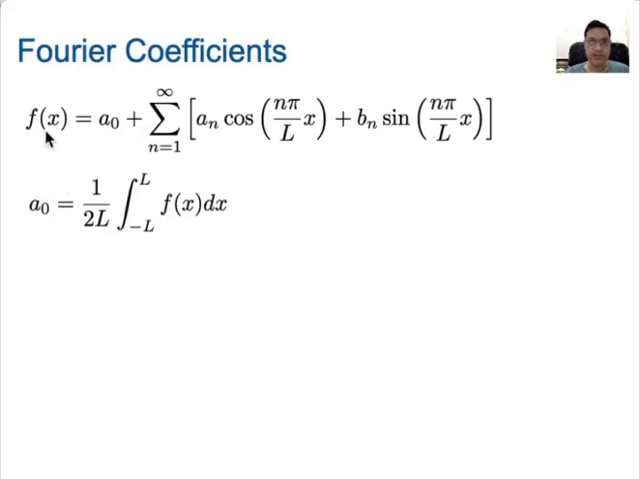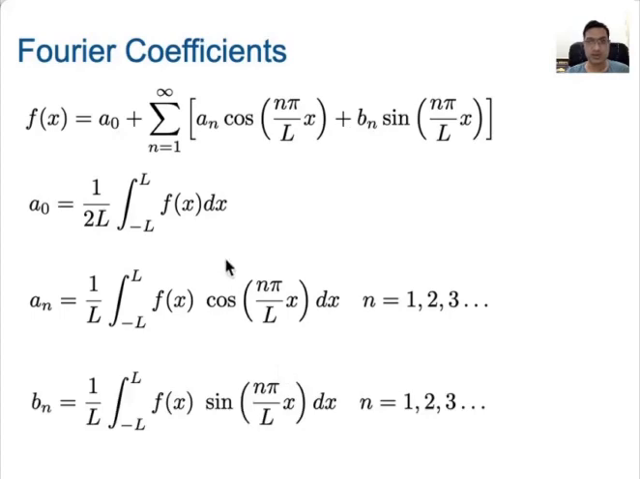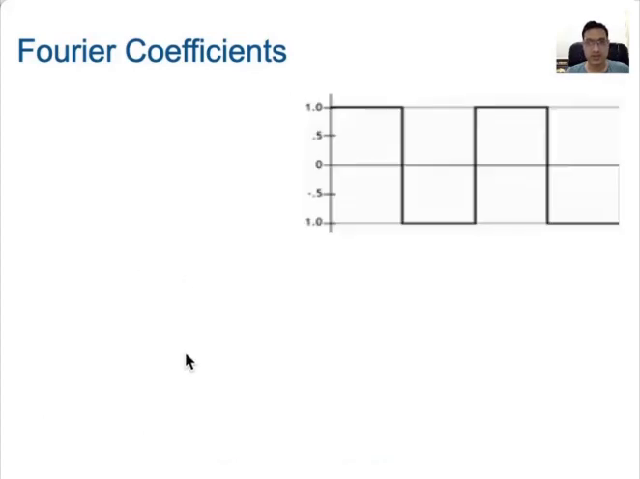Now you can multiply this function by cosine of this quantity. So this will give you an, and this term will be 0, and in the same way you can write down the bn. So these are the ways that you have to estimate your three Fourier coefficients a0, an, and bn. Okay, and the mathematics you can verify.